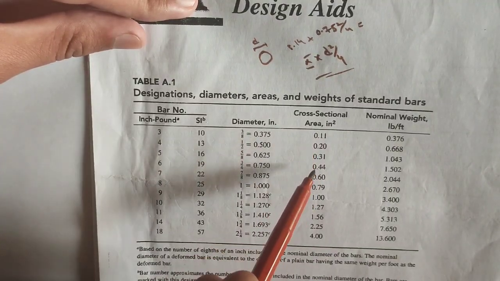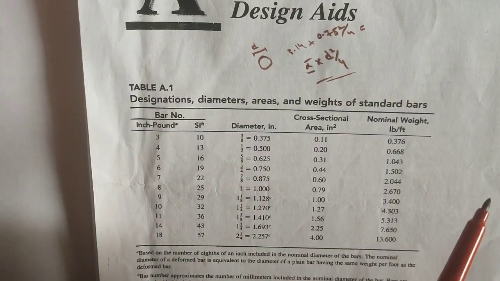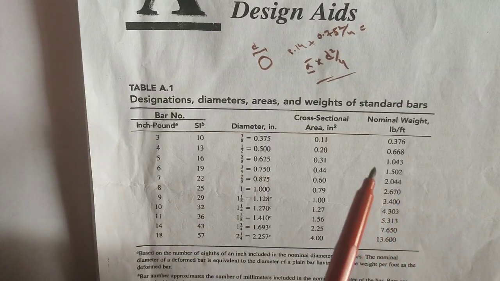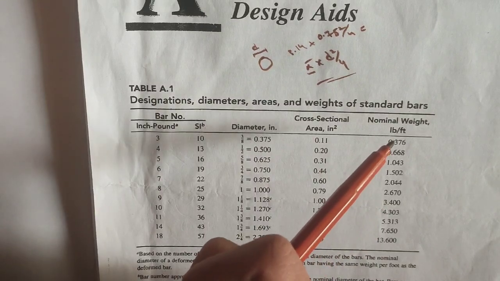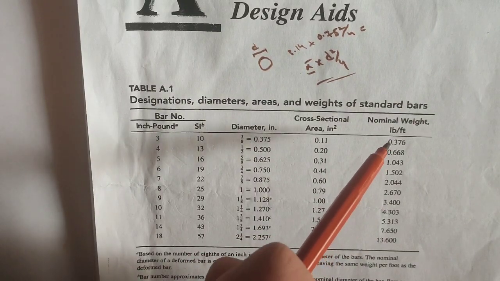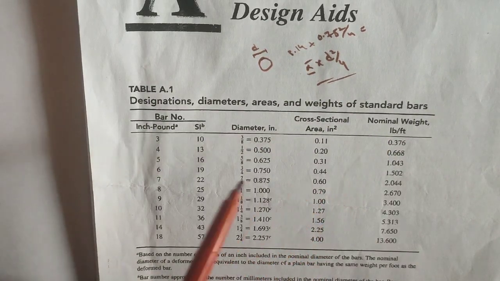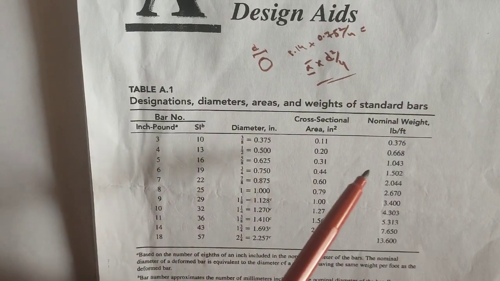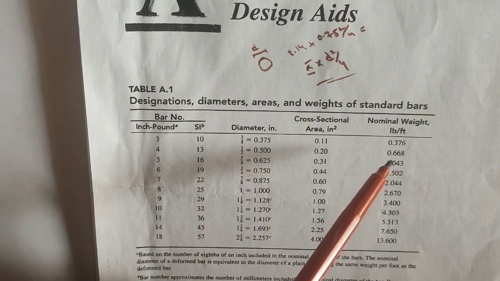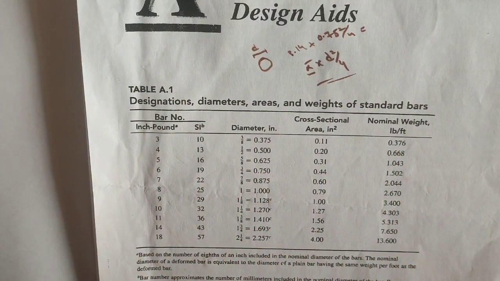So we can calculate this area, but during the design of a beam or column or any structural element, you don't have enough time to calculate individual bar area. So you will use this table A1. At the end, in the last column, you will have the nominal weight in pounds per feet, meaning how much weight it has per foot. So we can say that in inch-pound, number 4 bar has 0.668 pounds per feet weight. So this was a simple table for design purposes. You will use this one in the design of structural elements.